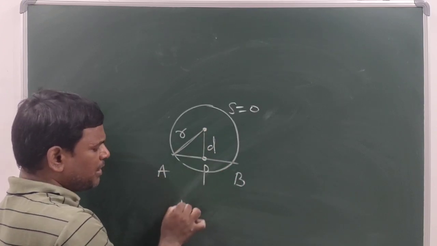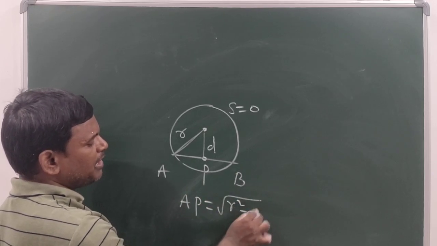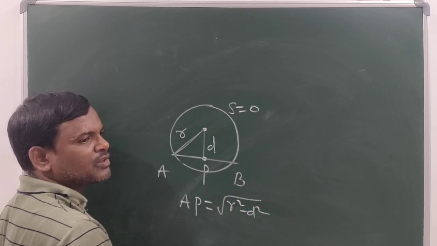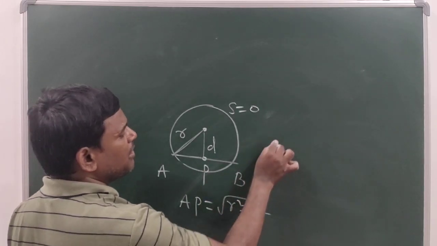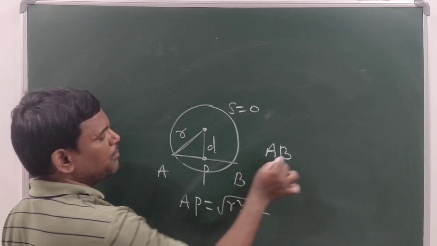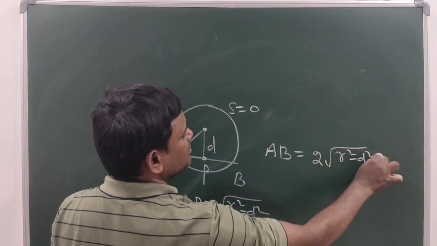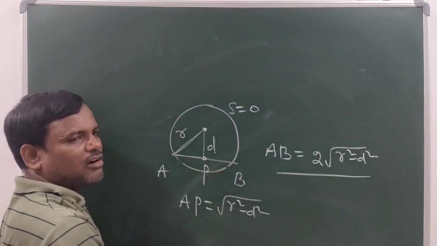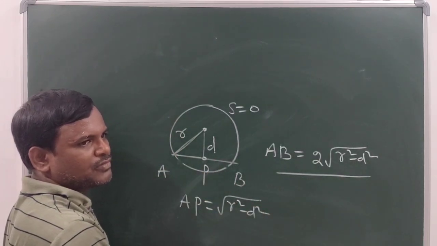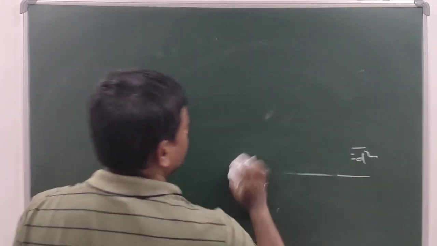Now apply the Pythagoras theorem. AP will be root of r square minus d square. And if you want AB, what you have to do? You have to take double of this. AP is equal to PB. Hence AB length will be 2 into root of r square minus d square, which is the length of the chord.